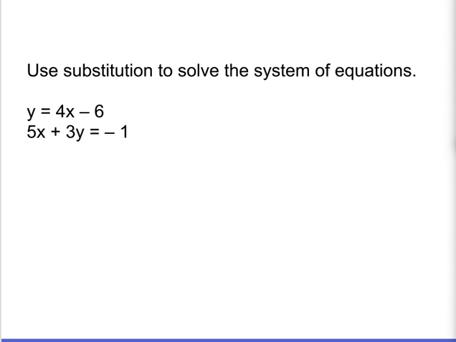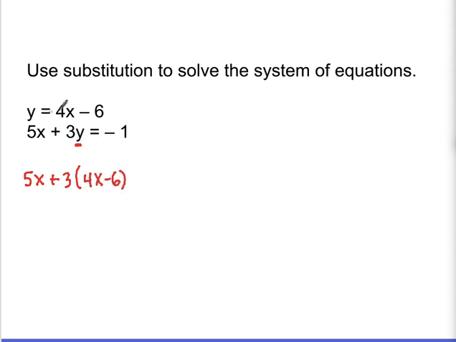Use substitution to solve the system of equations. I know what y equals, 4x minus 6. So now look here where my y is. So when I make my substitution, I have to understand that y is being multiplied by 3. That means I'm going to have to distribute a 3 across some parentheses because I've got to put the y just in this place, right? So it would be 5x plus 3 times 4x minus 6.